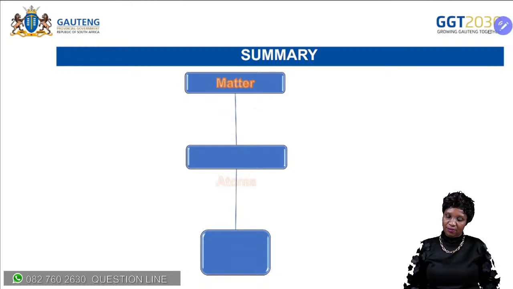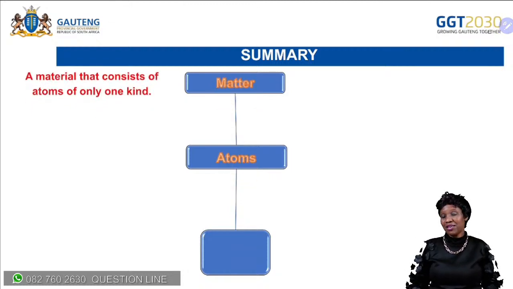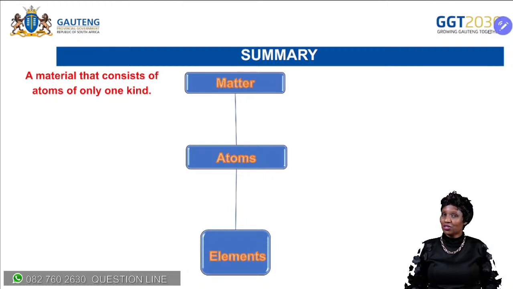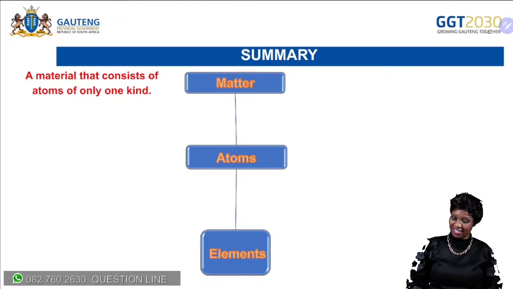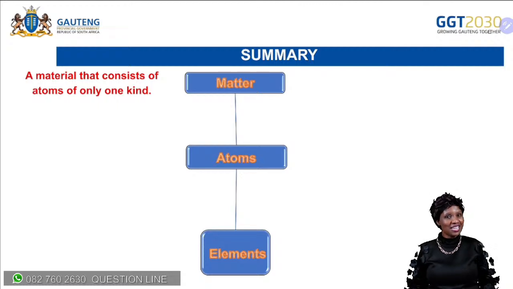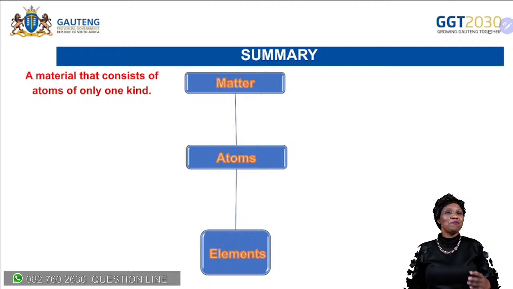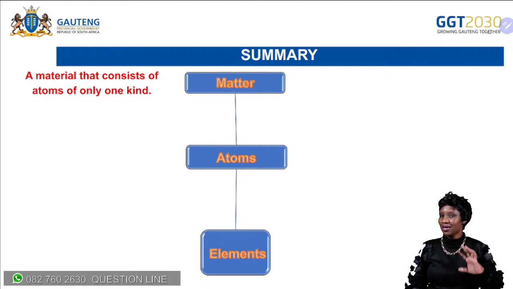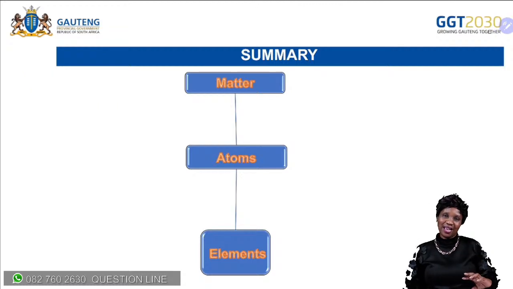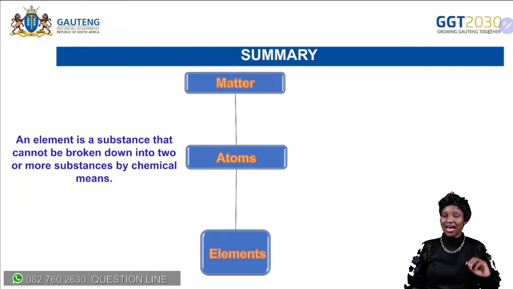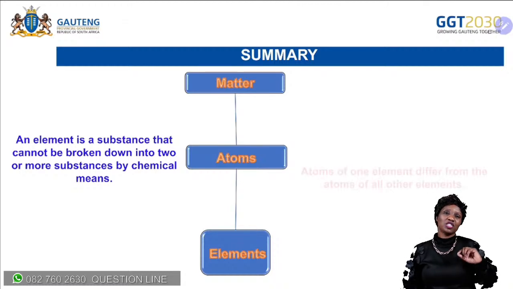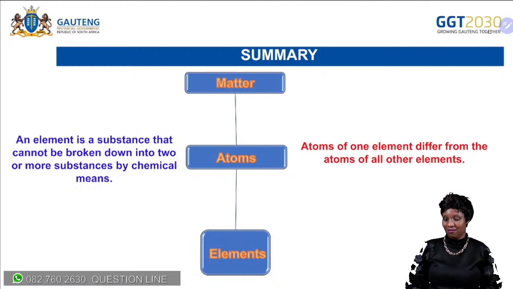Can you tell me anything about matter, about atoms and about elements, grade 8? All right, we have said a material that consists of atoms of only one kind is what? It is an element. Do you get that? And then matter is anything around us that has got mass and occupies space. And then the atoms, these are the smallest building blocks of matter.